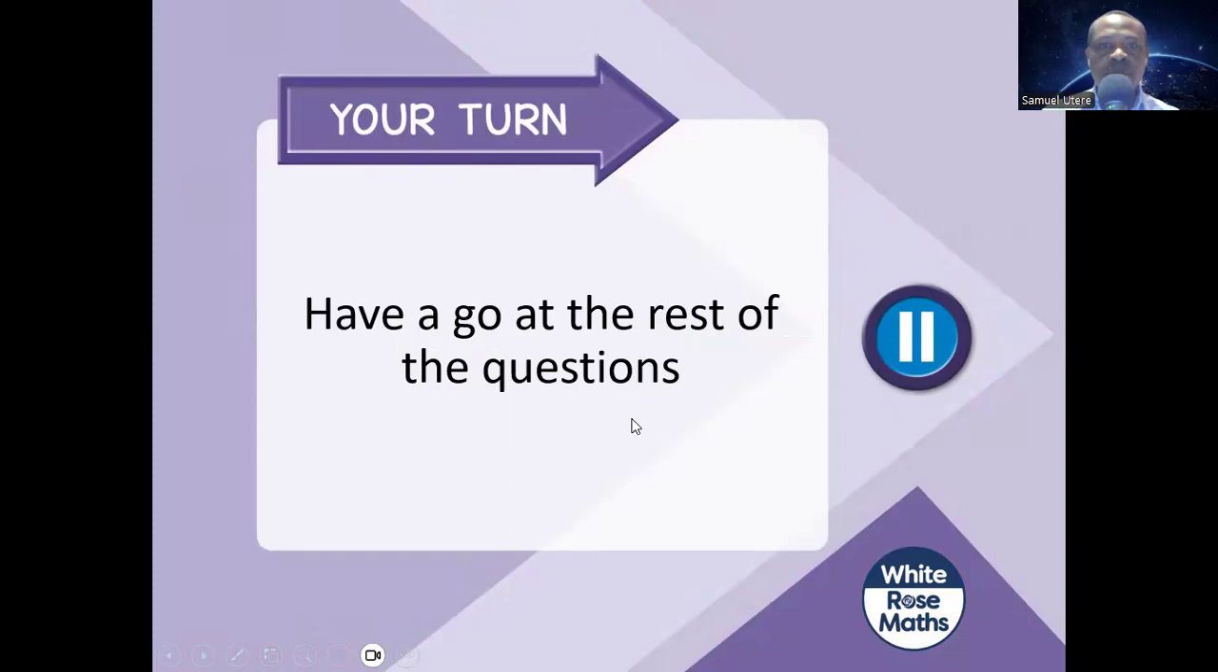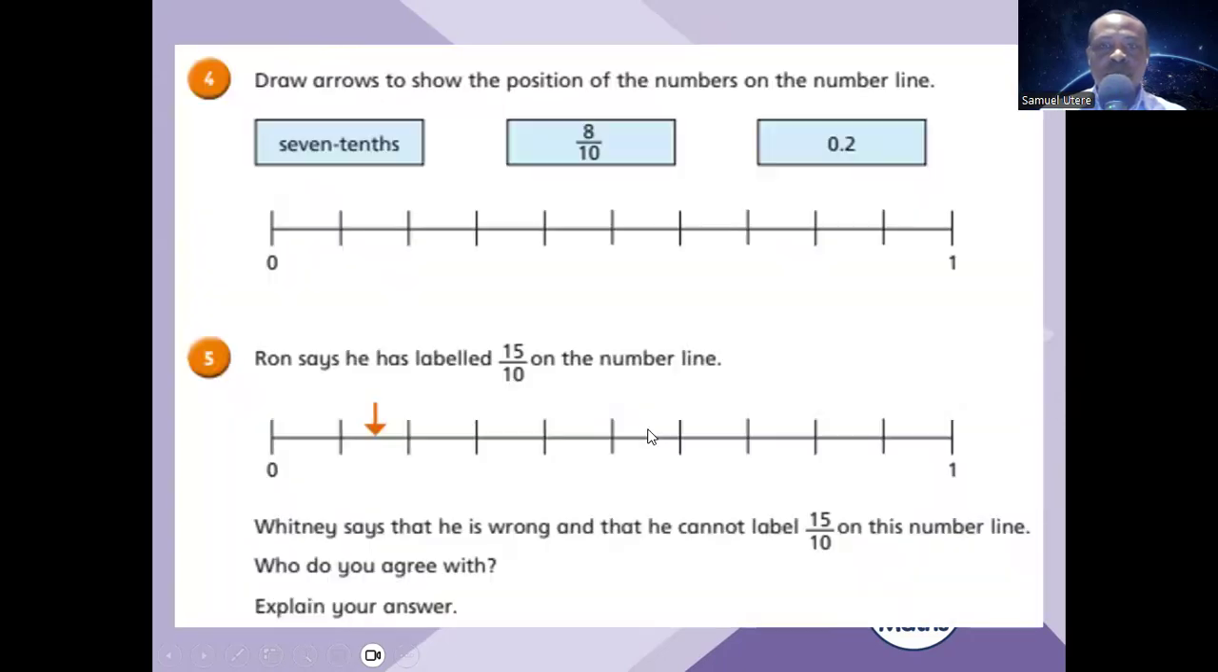Okay, it's now time for you to do some practice. So what have we learned so far? We have learned that you can represent values such as 37 hundredths and other values using your knowledge of the equivalence between tenths and hundredths. And then you can combine that with your knowledge of working out the values of the intervals on a number line. Pause the video and answer questions 4 and 5 in 3 minutes.